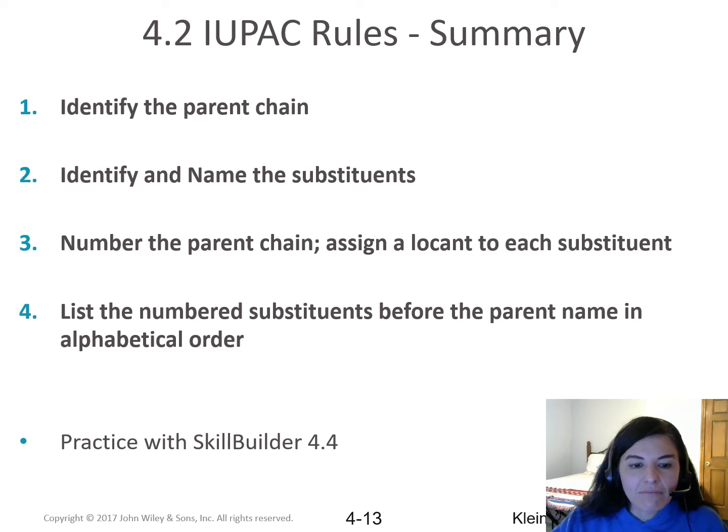So again, summary of our rules. Identify the parent chain, identify and name the substituents, number the parent chain and assign a locant to each substituent, and then list the numbered substituents before the parent name in alphabetical order, okay? I want you to practice with Skill Builder 4.4, and then we're going to go through this step by step when we meet again in class.